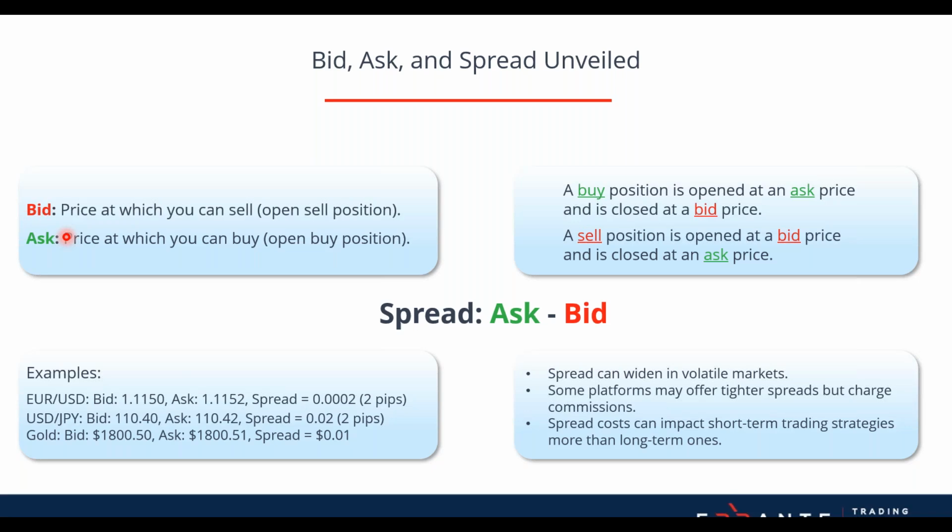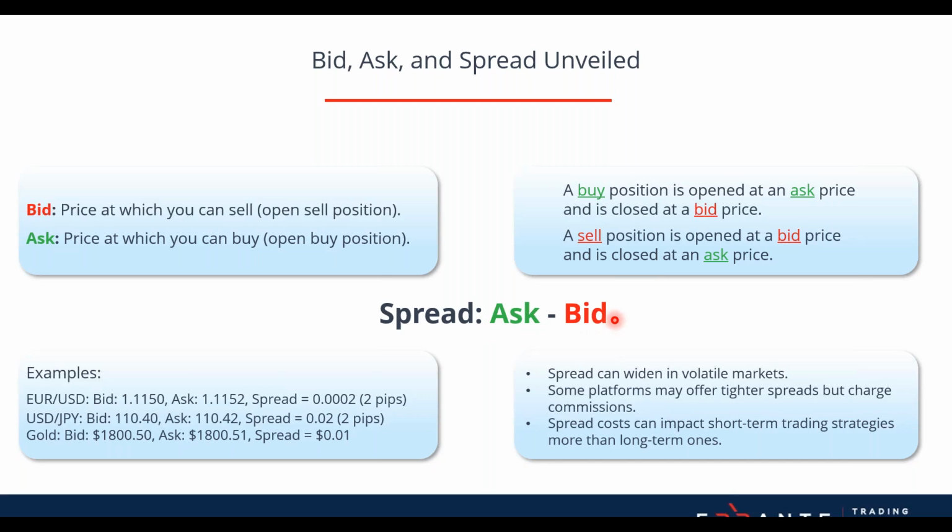Now, let's connect these to your trading actions. If you're looking to go long or buy, you will open your position at the ask price and close it at the bid price. Conversely, if you are planning to go short or sell, you will open at the bid price and close your position at the ask price. The difference between the ask and bid is what we call the spread, calculated simply as ask minus bid, as you see here on my screen.